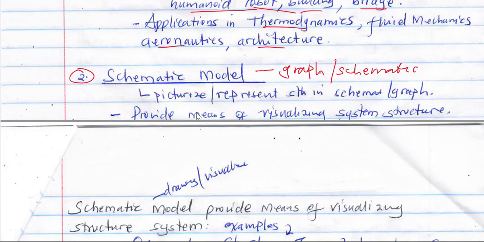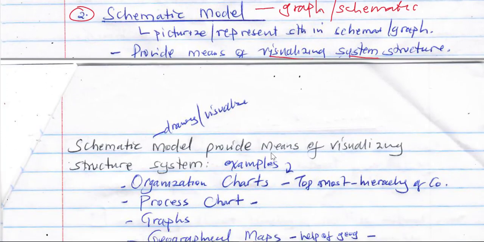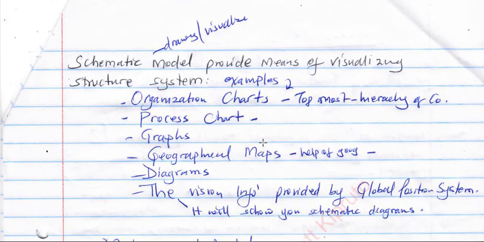It simply provides the means of visualizing a system structure. So when you present something on a graph, it gives you that visualization, whereby you can come up with a model that visualizes some phenomena. That's why we say that schematic modeling provides a means of visualizing. For example, you can visualize an organization when you are using organizational charts.